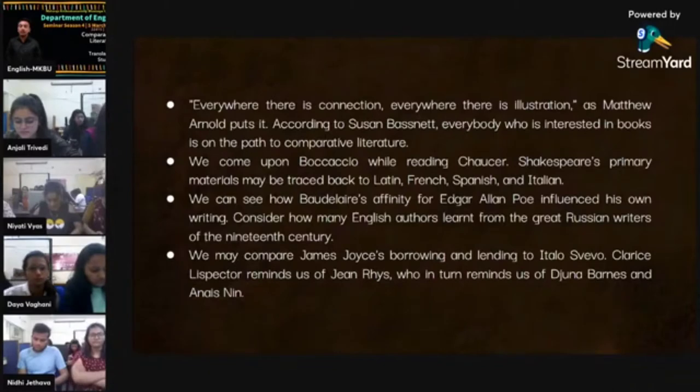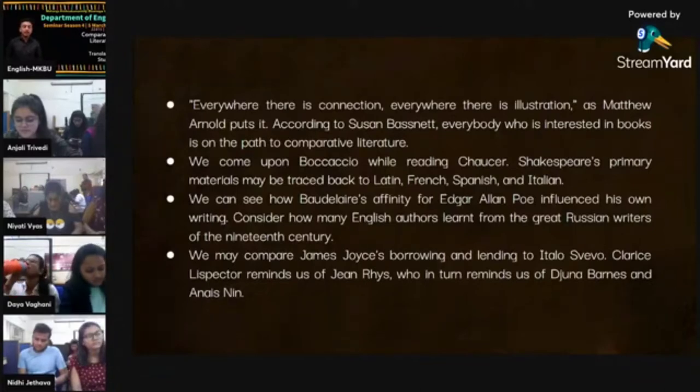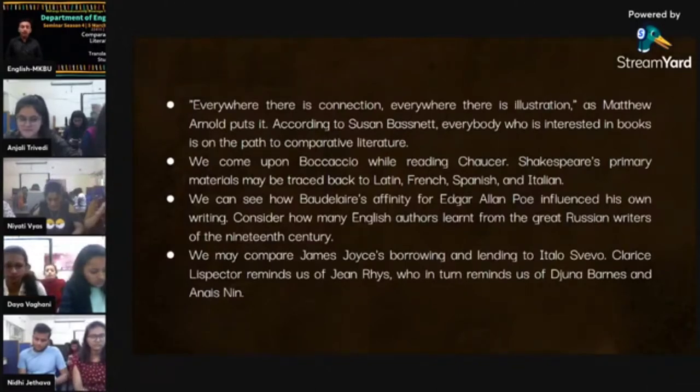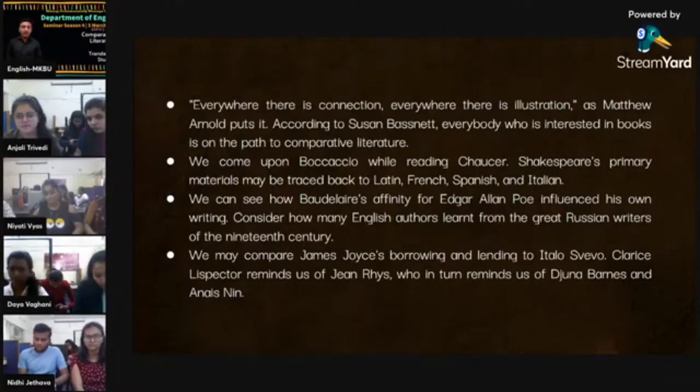According to Susan Bassnett, everybody who is interested in books is on the path to comparative literature. We come upon Boccaccio while reading Chaucer. Shakespeare's primary materials may be traced back to Latin, French, Spanish, and Italian. We can see how Baudelaire's affinity for Edgar Allan Poe influenced his own writing. Consider how many English authors learned from the great Russian writers of the 19th century. We may compare James Joyce's borrowing and lending to Italo Svevo, Clarice Lispector's debts to Jean Rhys, who in turn reminds us of Djuna Barnes and Anais Nin.